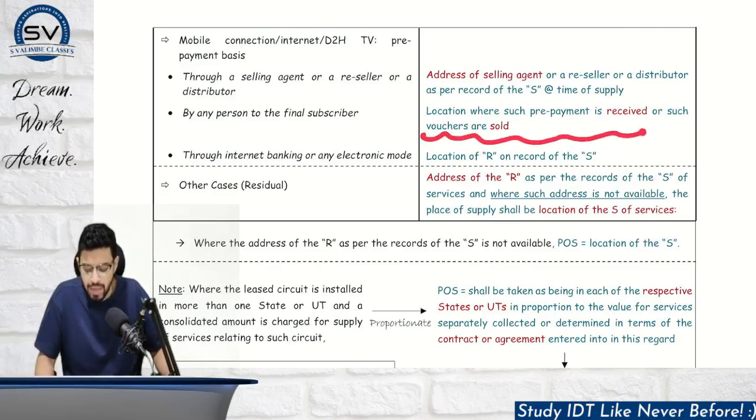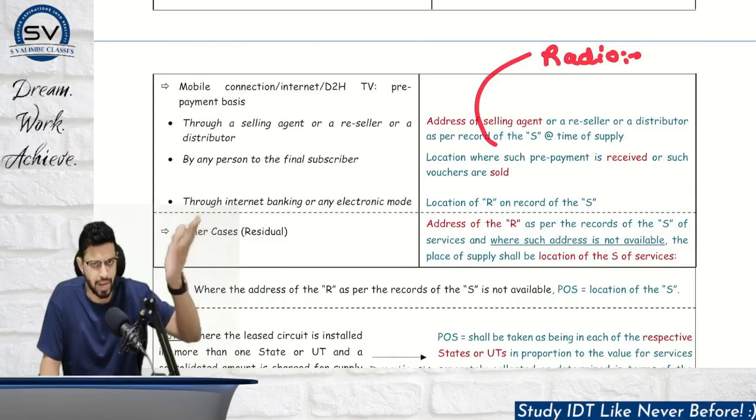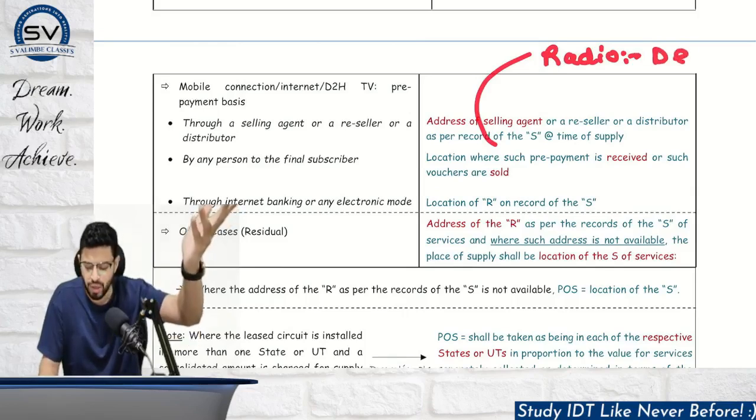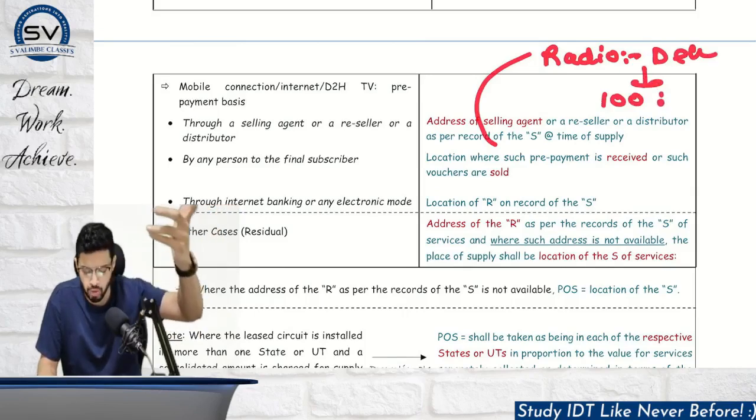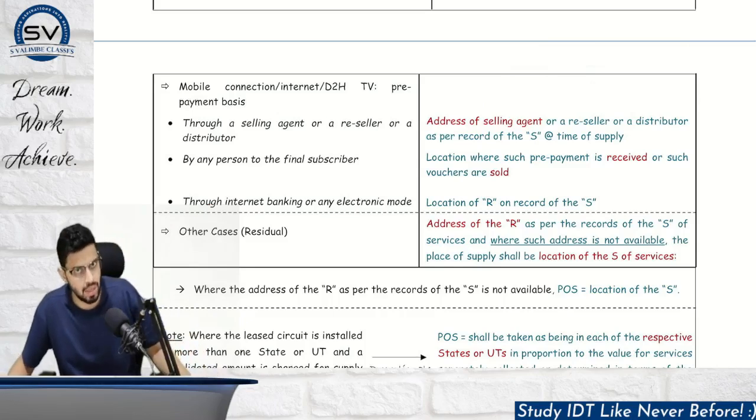So wherever the payment is received or vouchers are sold, let's say tomorrow there is a sale on a radio station, some 98.3 FM radio station in Delhi, where they sell, let's say, 100 coupons with respect to these kinds of vouchers. So wherever this payment is received, this Delhi unit, this Delhi place will be the place of supply, because there the payment was received and vouchers were sold.